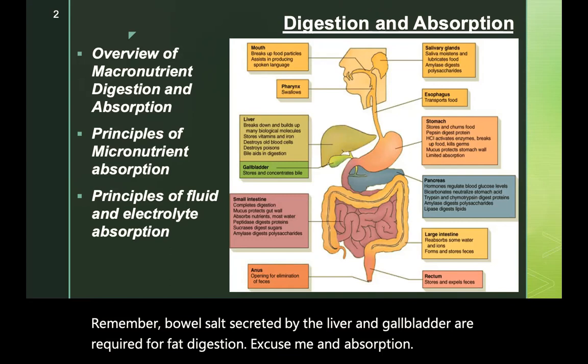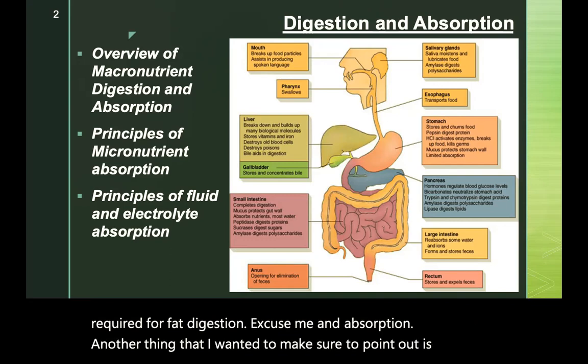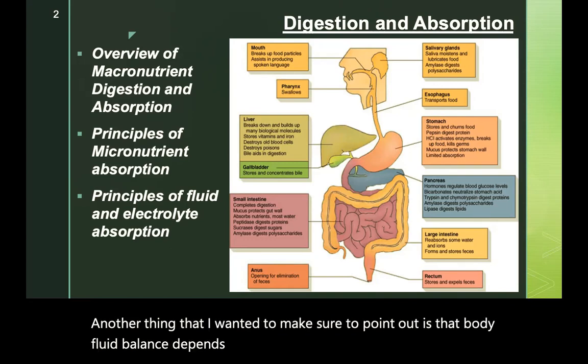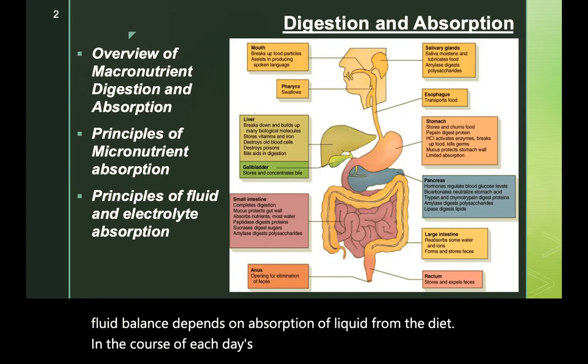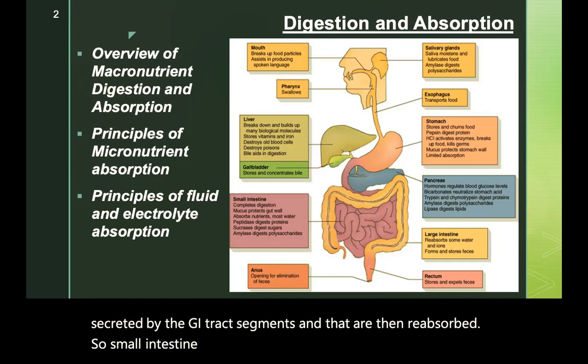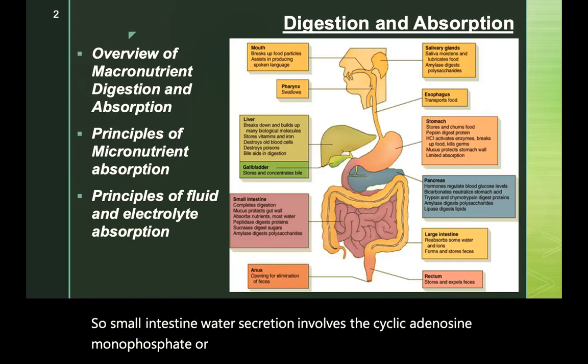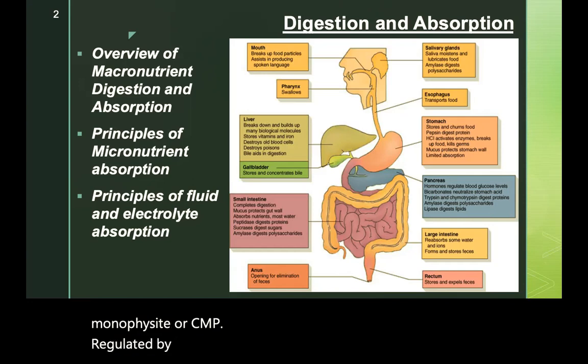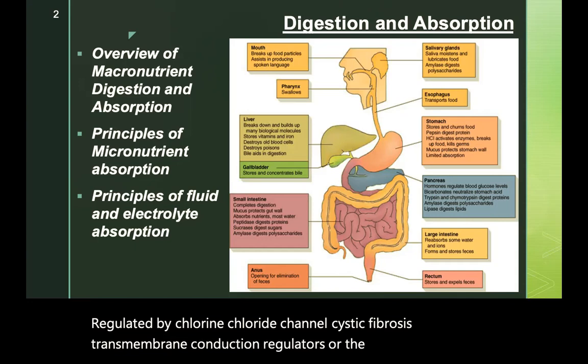Another thing that I wanted to make sure to point out is that body fluid balance depends on absorption of liquid from the diet. In the course of each day's meals, many liters of fluid are secreted by the GI tract segments and are then reabsorbed. So small intestine water secretion involves the cyclic adenosine monophosphate, or cAMP, regulated by chloride channel cystic fibrosis transmembrane conductance regulators, or the CFTR.